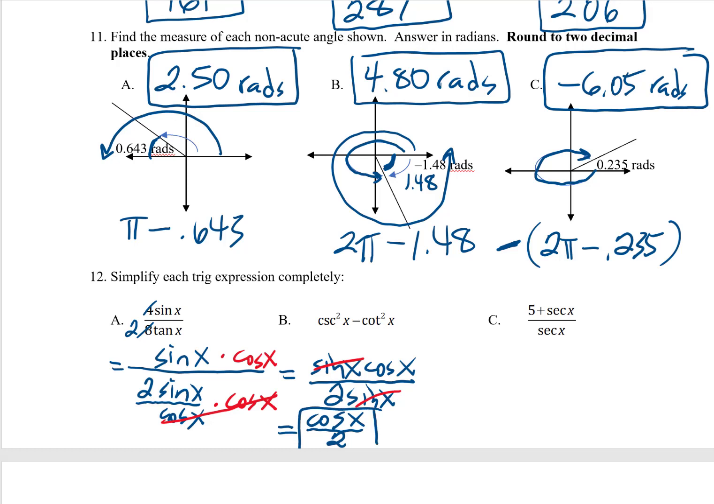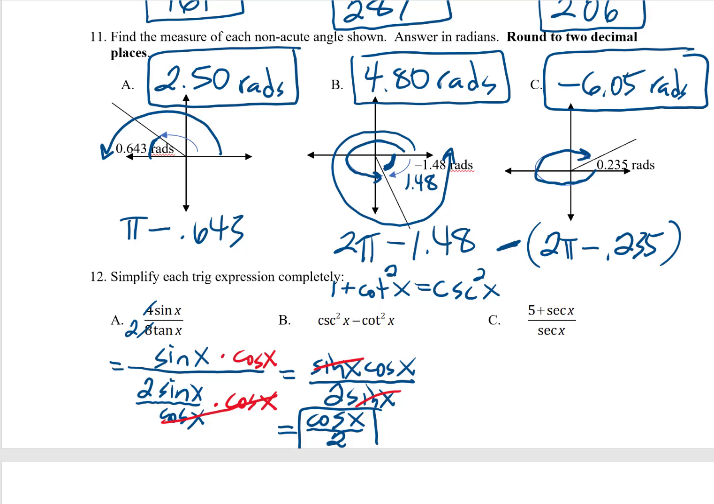Cosine x over 2. Letter B reminds me of a Pythagorean identity. I have a cosecant squared and a cotangent squared. I just need to write down what that identity is. It's the one we get from taking the regular Pythagorean identity and dividing everything through by sine squared. So sine squared over sine squared is 1. Normally the next term is cosine squared, but if I divide that by sine squared, I'm going to get cotangent squared. And then normally the last term is a 1, but if I divide that by sine squared, I will get cosecant squared. So there's the identity.